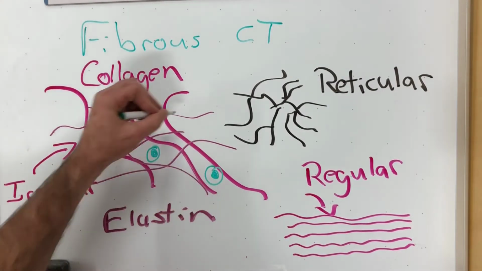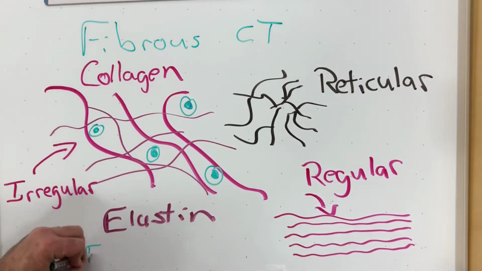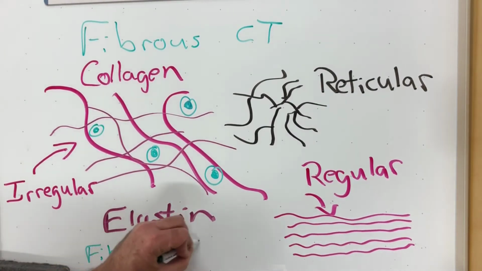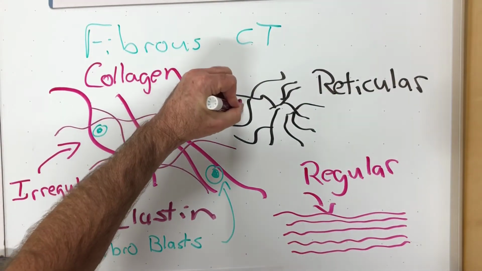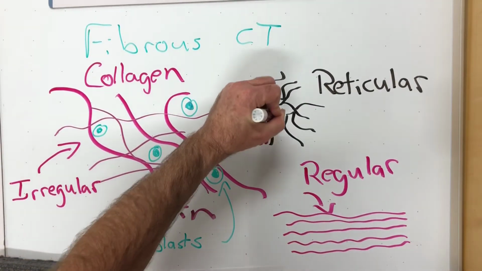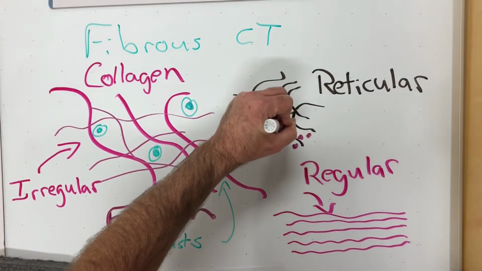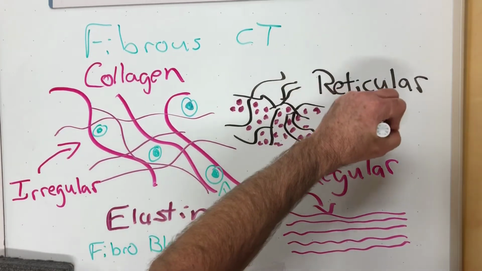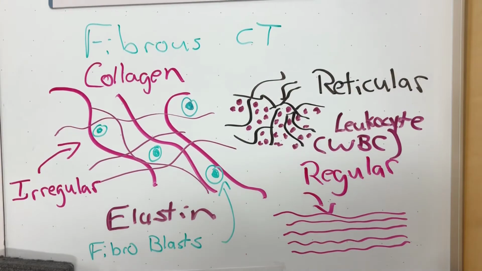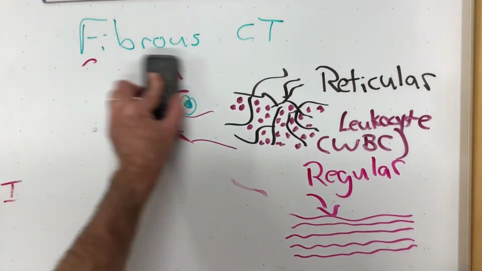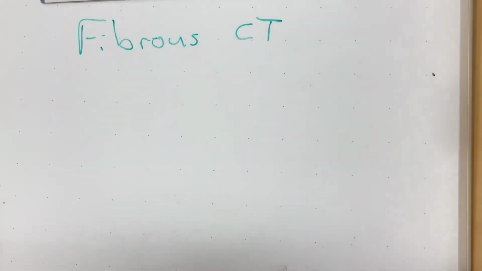Now, in fibrous connective tissue, there are cells that build the fibers. They're known as fibroblasts, which literally means fiber-building cells. In reticular connective tissue, you'll see a number of living cells. These are actually white blood cells known as leukocytes, and they aid in immunity, which is part of reticular connective tissue's function.